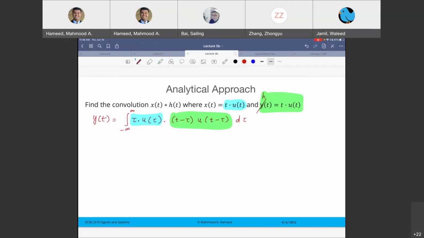Because of u of tau and u of t minus tau, can you tell me how the limits of the integration are going to change? What is the lower limit going to be? 0 because of u of tau. What is the upper limit going to be? t, because of u of t minus tau. What do you have left? Tau is left, multiplied by 1, multiplied by t minus tau, multiplied by 1, multiplied by d tau. I think this integration, you guys can do pretty easily.